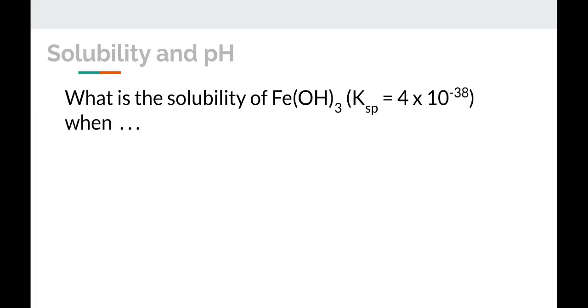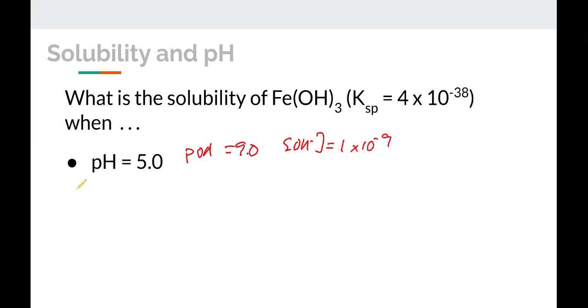Iron 3 hydroxide has a KSP that's pretty small, 4 times 10 to the minus 38th. Let's look at what would be its solubility in two different pH environments. Let's say that the pH was 5. If the pH is 5, then the pOH is equal to 9. So the OH minus concentration is equal to 1 times 10 to the negative 9. Now let's set up a RICE chart. We have Fe(OH)3 in equilibrium with Fe3+ and 3 OH minuses.